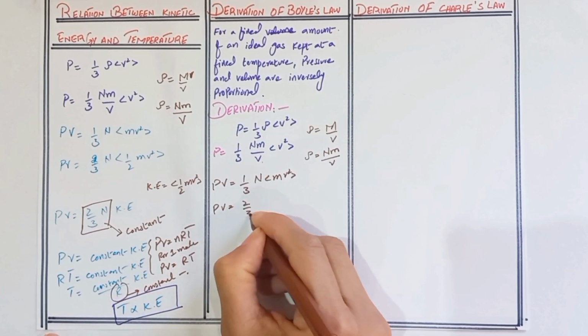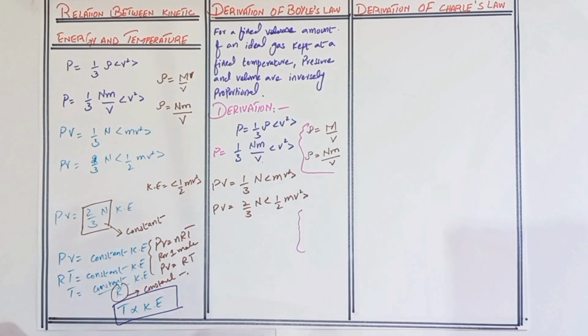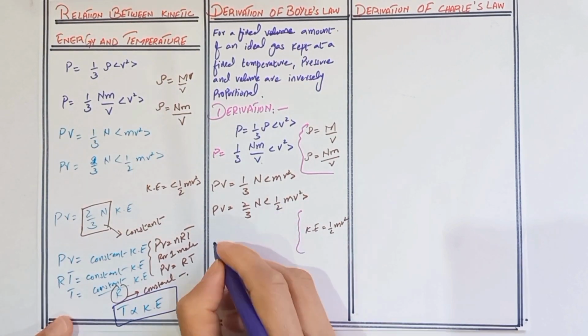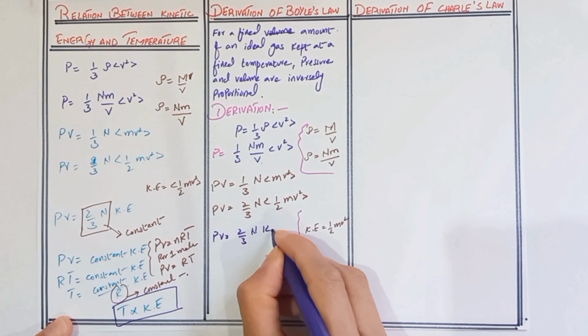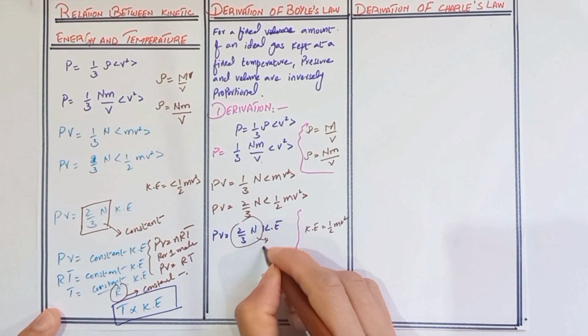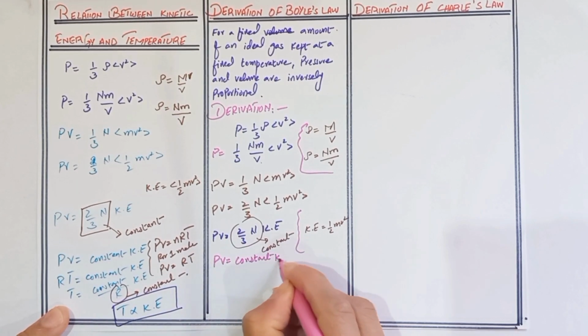If we multiply and divide PV by 2, the equation becomes this, and this is equal to the kinetic energy. Here we also write that the kinetic energy is equal to half m v square. So we can write PV is equal to 2 by 3 N times kinetic energy. This whole term is a constant, so we write PV is equal to constant times KE.